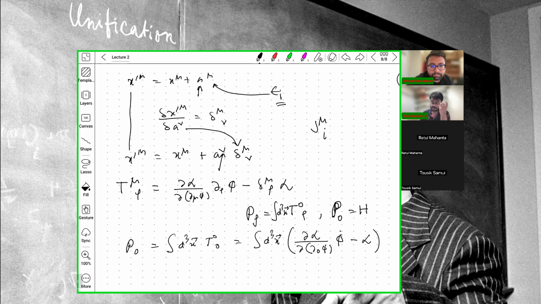If your action has translation symmetry, which we will have, H is always a conserved quantity, and so are the spatial momenta. So yeah, that was the answer. It's a long answer, but yeah.